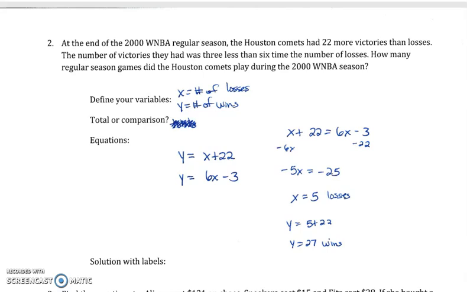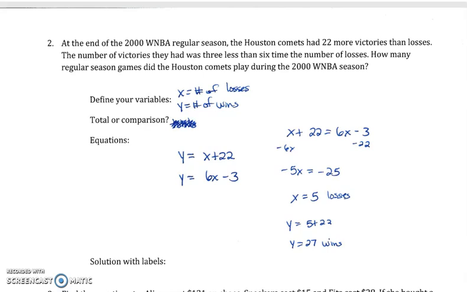Go to your second sentence. The number of victories they had was. So victories was. What are we using for victories? y. "Was" is the same as the word "is," and "is" always means equals. So wins equals 3 less than. Again, "less than" should pop out to you. If you see the words "less than," that means subtraction. So less than 6 times the number of losses. So 6 times, multiplication, losses, which we were using x.